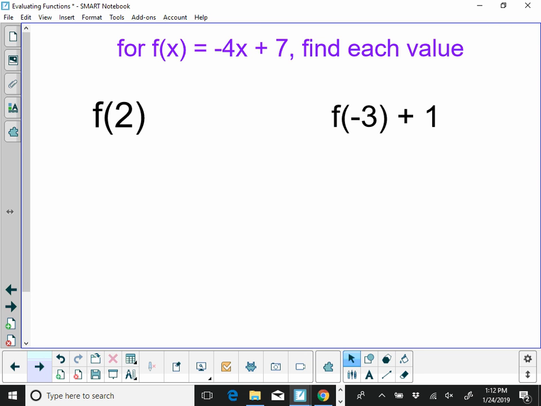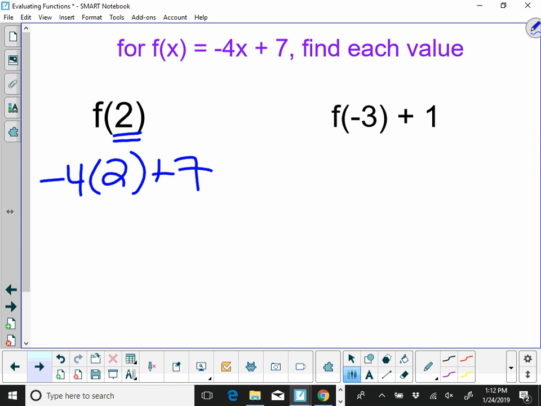All right? So f of x equals negative 4x plus 7 is going to be our first equation. That's our first function. And now for that function, we're going to evaluate f of 2. So where do you think 2 is going to go? In for x. Negative 4 times 2 plus 7. What is negative 4 times 2? Negative 8, and negative 8 plus 7 would give me negative 1.